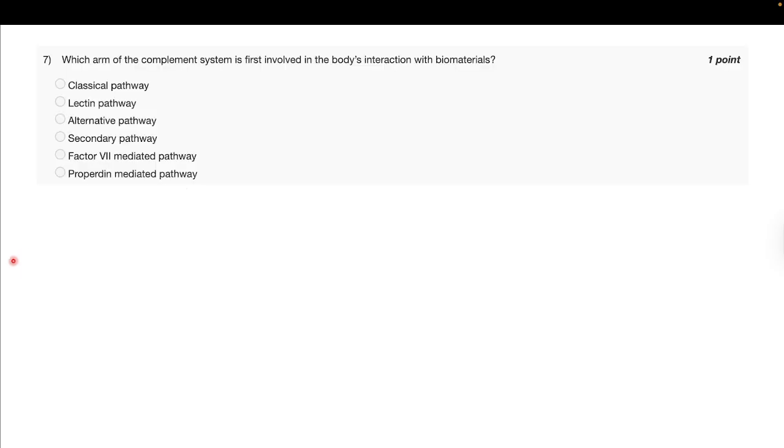Next is, which arm of the complement system is first involved in the body's interaction with the biomaterials? So we just discussed in the introductory slide, right? There are different ways through which the complement system can get activated. One out of these is most relevant in case of biomaterials. So if you know which one, please let me know. If not, we'll then discuss.